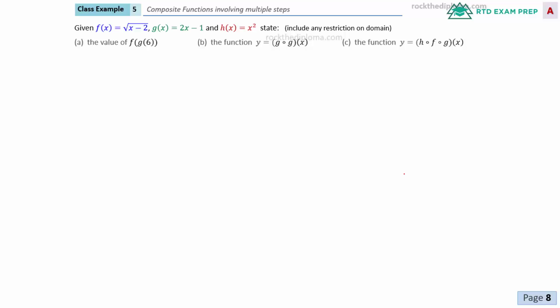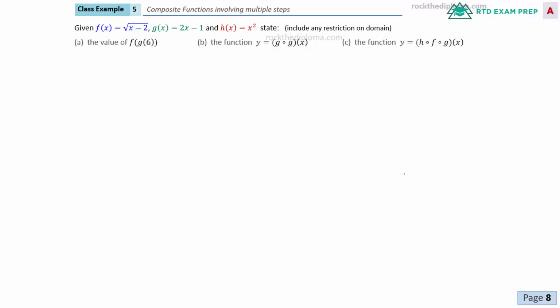Part A asks, given f of x and g of x and h of x as written on the screen, what would be the value of f of g of 6? It also asks for us to include any restrictions on domains, but that shouldn't apply when we're specifying the value. So as long as 6 works, we don't have to talk about restrictions. We will when we're involving x.